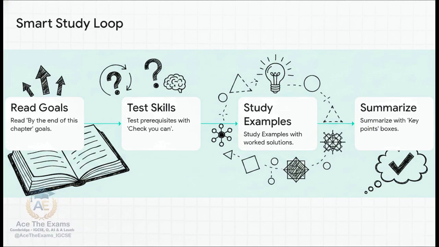Step 1, you read the by the end of this chapter goals. This is your point in the Peel framework, the exact mathematical principle you need to firmly grasp. Step 2, check you can. This tests your prerequisites. Do you actually have the foundation?